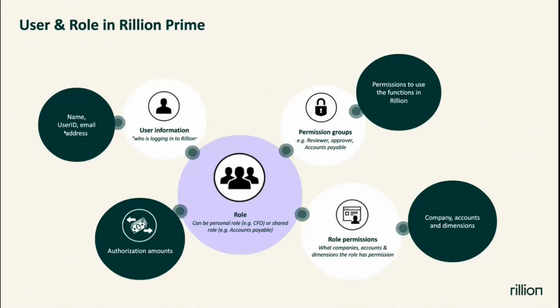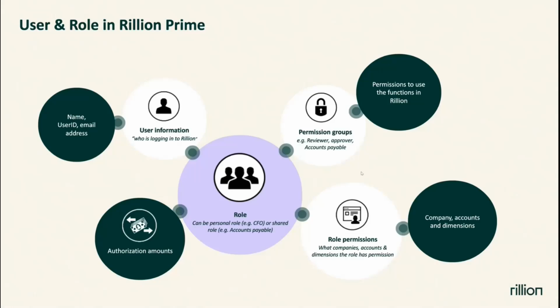Then the user profile is, as I mentioned, connected to at least one role. And on the role, we are setting up the permissions for what the person working with that specific role in Rillion Prime should be able to do and see in the system. So on the role, we have something called permission groups. And the permission groups are a function in the system where we are able to, on a very detailed level, limit permissions for different types of users and roles in the system.